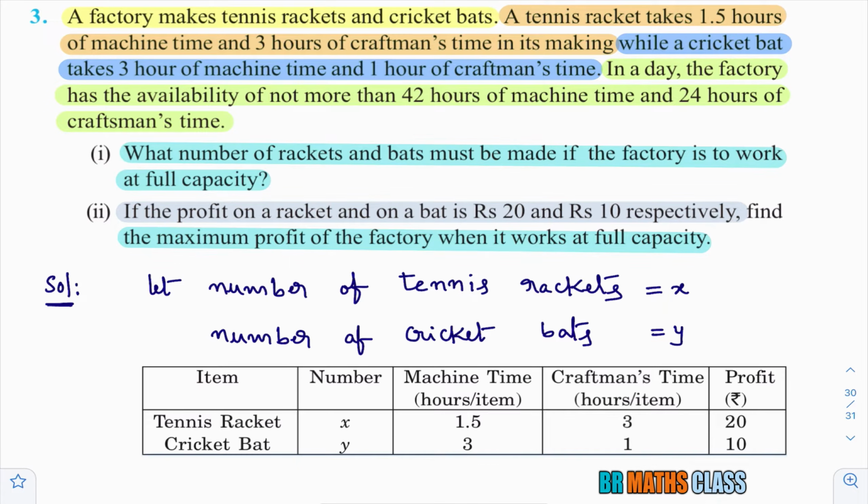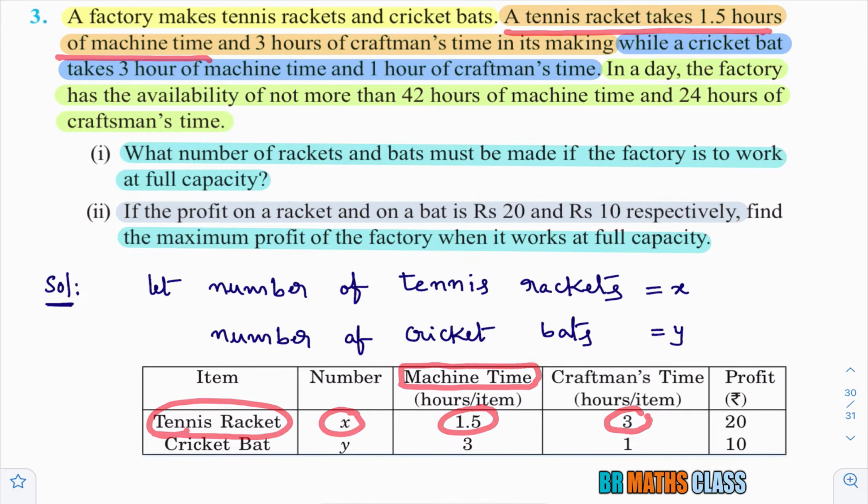You observe here the data related to tennis rackets. We suppose that the number of tennis rackets is x. And how much time is required to make one tennis racket? They mentioned in the question that a tennis racket takes 1.5 hours of machine time and 3 hours of craftsman's time. And the profit on a tennis racket is rupees 20. So all the data they have given related to tennis rackets I have written in this table.